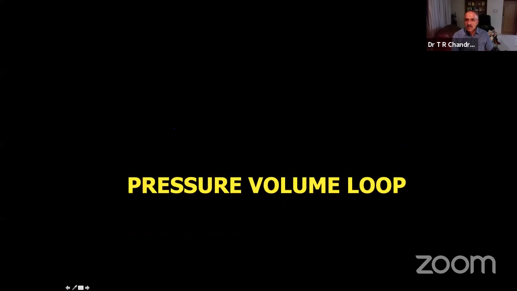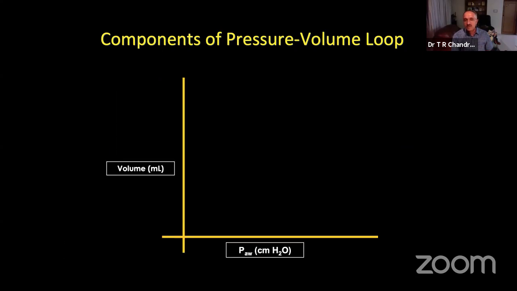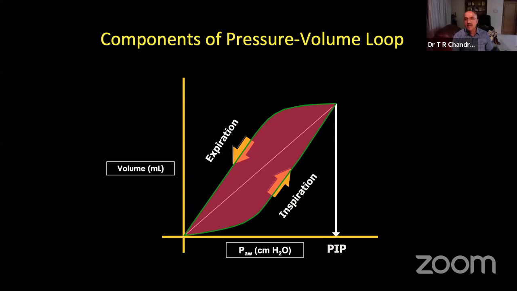And just 2 more slides. Loop. I'll not discuss loops; some loop discussion will happen during ARDS. I don't want to confuse you guys. This is the inspiratory limb. This is the expiratory limb. I have said that for all loops. This is the pressure and this is volume.